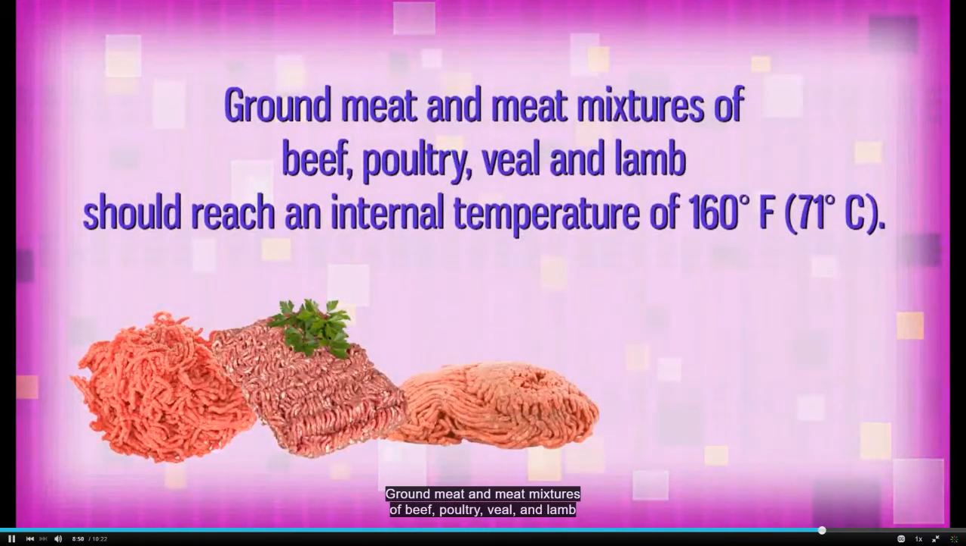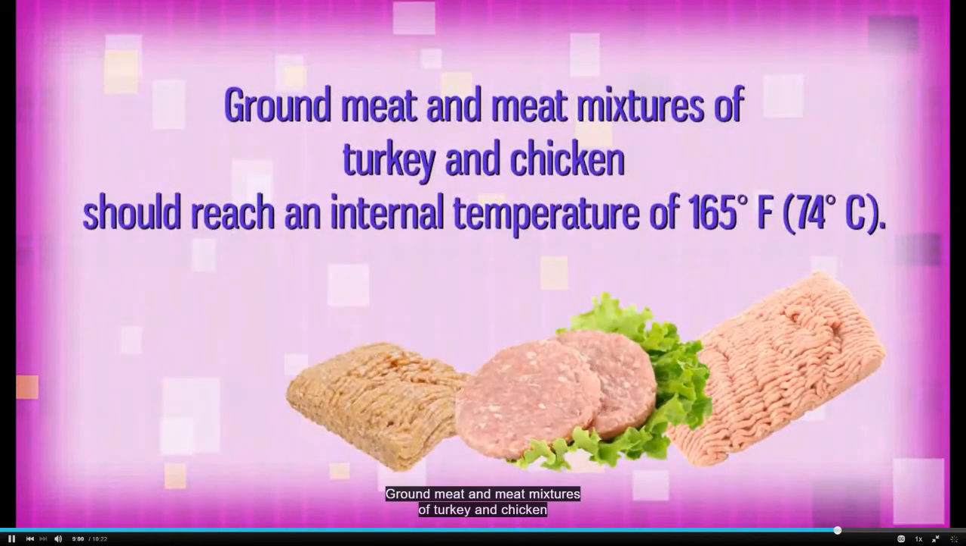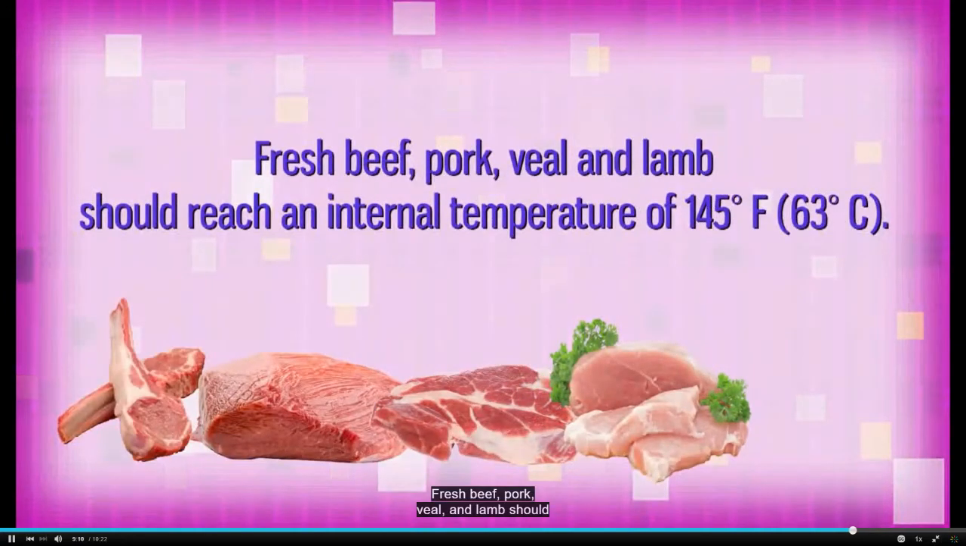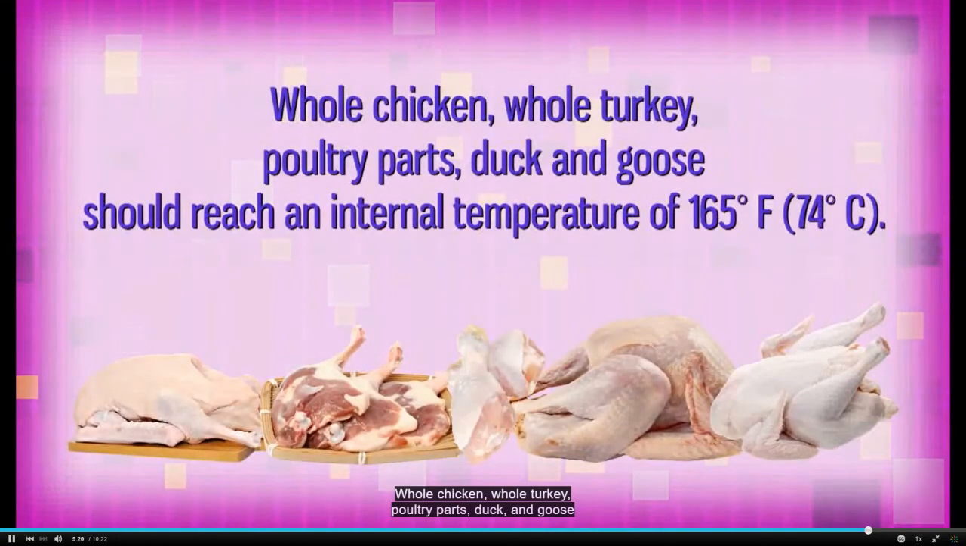Ground meat and meat mixtures of beef, poultry, veal, and lamb should reach an internal temperature of 160 degrees Fahrenheit. Ground meat and meat mixtures of turkey and chicken should reach 165 degrees Fahrenheit. Fresh beef, pork, veal, and lamb should reach 145 degrees Fahrenheit. Whole chicken, whole turkey, poultry parts, duck, and goose should reach 165 degrees Fahrenheit.